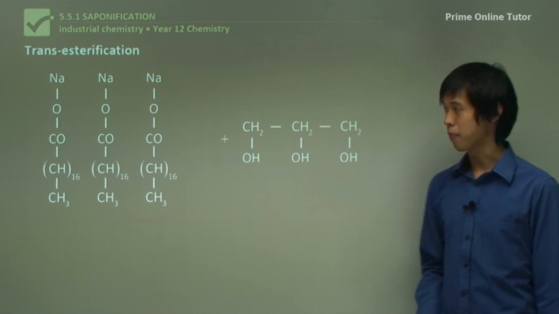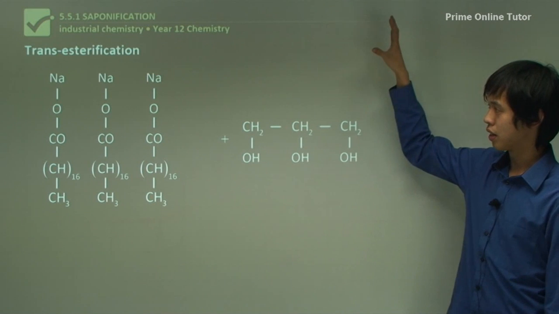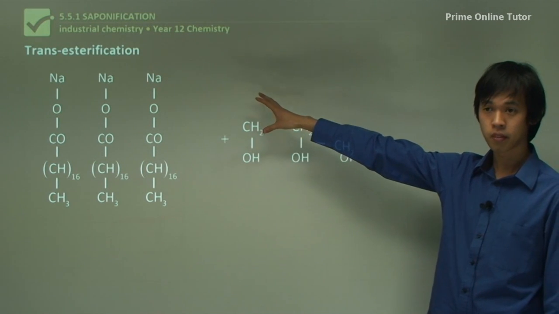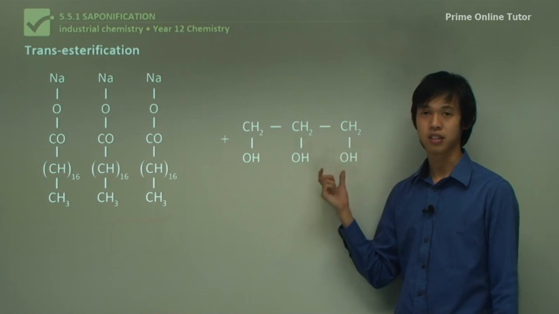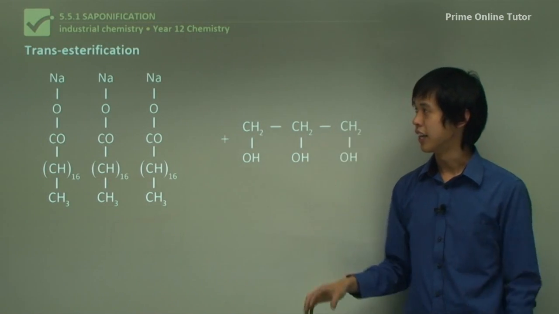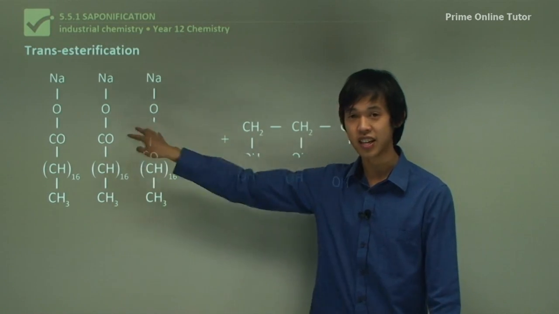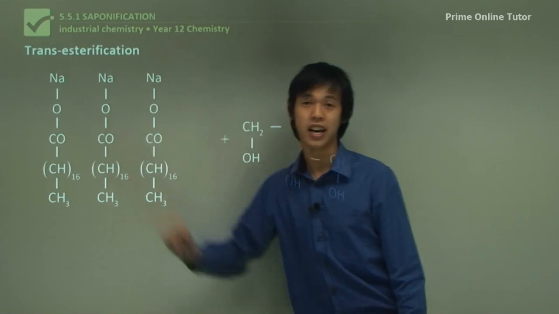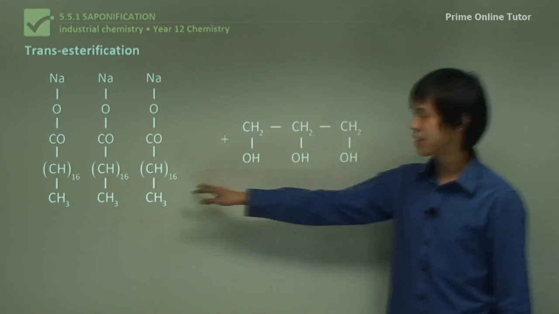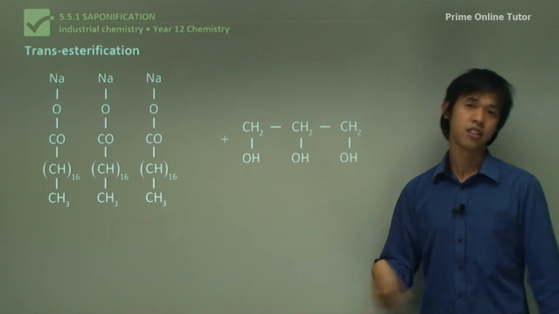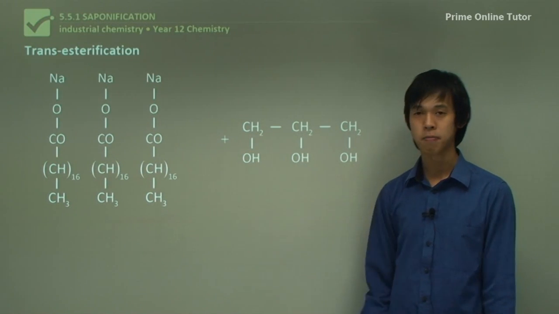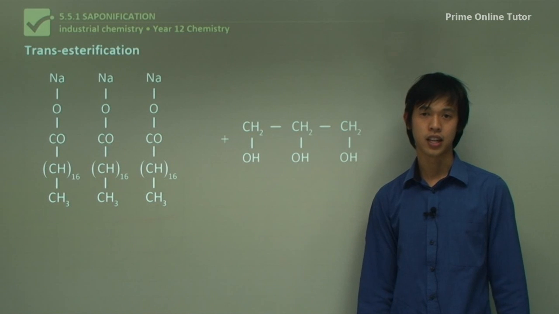To remember that process, we started with triglyceride, then we broke it up and added OHs to the top section, and to these long stearate chains we added 3 Na+. These 3 molecules are our actual soap molecules, and this glycerol is used for other purposes later. So that's the actual transesterification process.